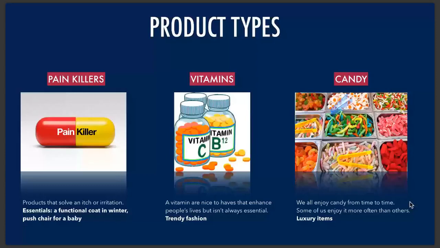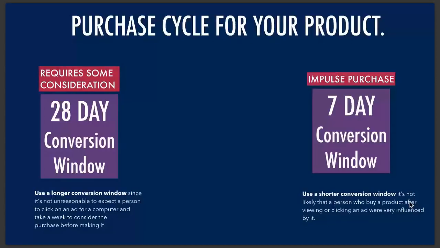There are two kinds of conversion windows on Facebook. Two major ones is a 28-day conversion window, in which I click on it, and then within 28 days I convert. And then there's another called the 7-day conversion window. This is advanced but very essential. So if you think your products are impulse purchases, I would say anything under $30 or £30, then you want a 7-day conversion window.